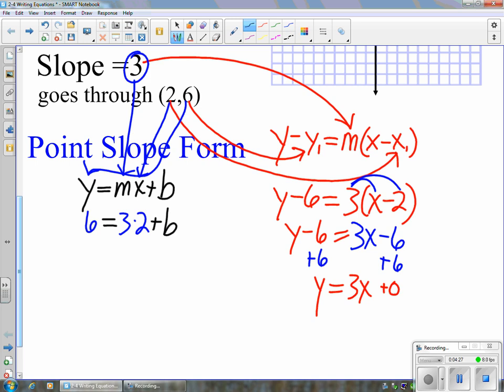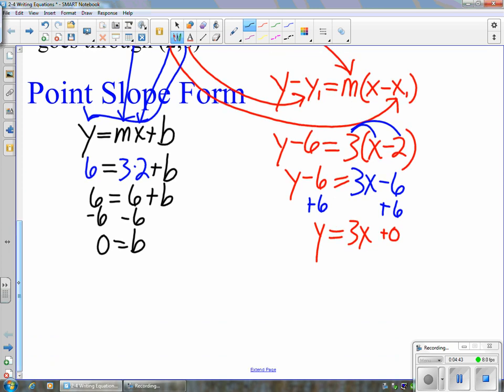Once I have it here, I can solve for b. 3 times 2 is 6. So 6 equals 6 plus b. That's minus 6, and we'll have 0 equals b. Once I know that, hey, b is 0, I can then go back up to this form.